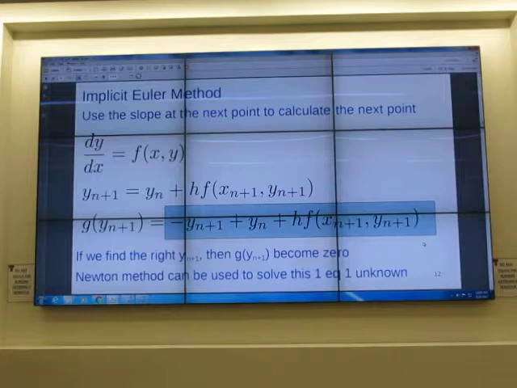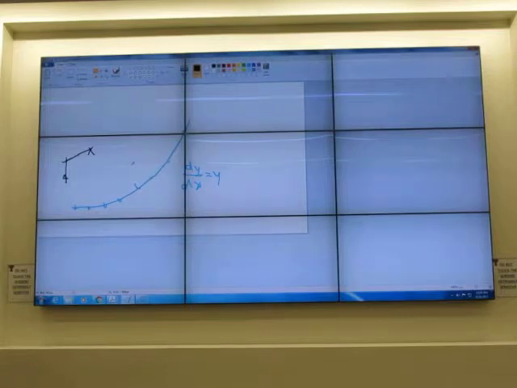So we use the slope at the next point to find the next point. But we don't know the next point yet. But we have one equation, one unknown. We use Newton-Raphson to solve it. Okay. In the graphical form, it looks like this.